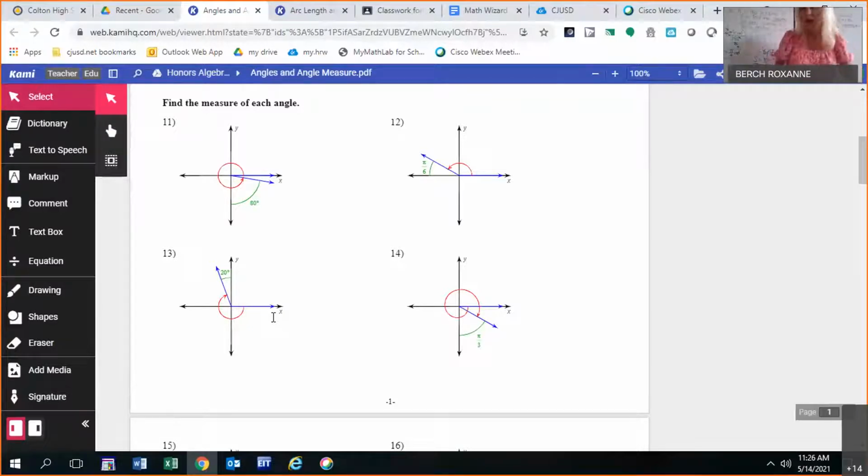So there's a bunch of ways you can do this, you guys. So go ahead. What are some ways you would figure that out, number 11? There isn't one way. Go ahead, I want to hear from everybody. How would you figure out number 11? That red angle.